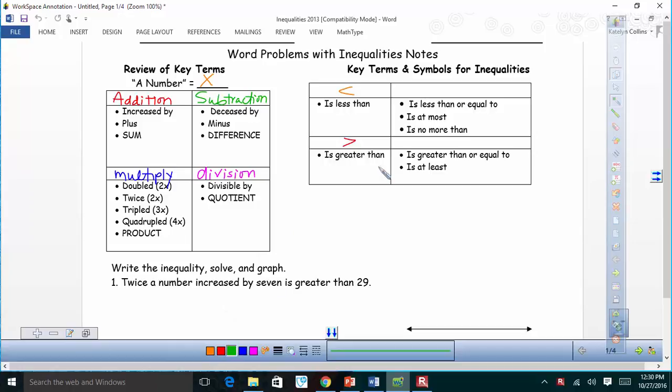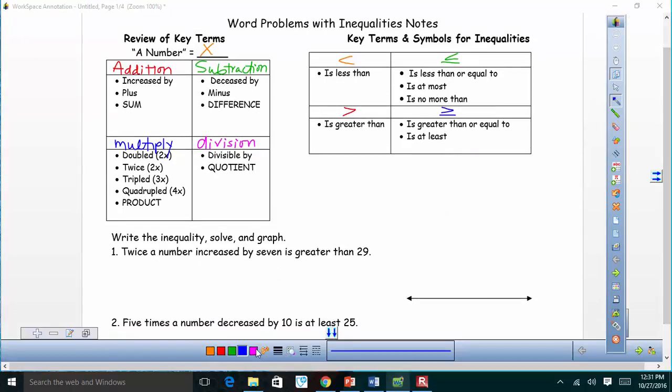Okay? Then is less than or equal to points left and has a line under it. So the ones that you're going to see: is less than or equal to is at most, which means at the very most that's what it is, but it could be less than, and is no more than. And then is greater than or equal to points to the right and has the line under it, and it is at least. Okay? So you're going to see all this terminology as we go through these problems.